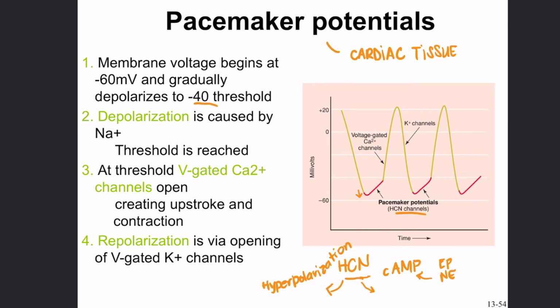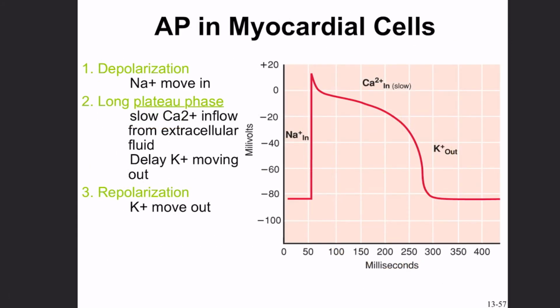These HCN channels will open, which will cause depolarization, and it depolarizes by allowing sodium to rush in, which will then reach threshold, and then voltage-gated calcium channels will open, which will cause calcium to rush in and contraction to occur. Then at about plus 20 millivolts, this will cause the voltage-gated potassium channels to open, and potassium will rush out, causing repolarization of the tissue. So action potentials in myocardial cells look a little different.